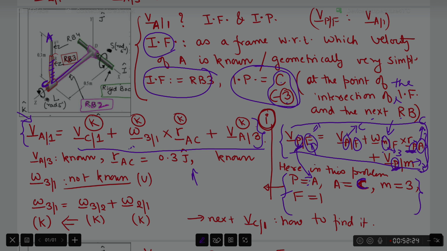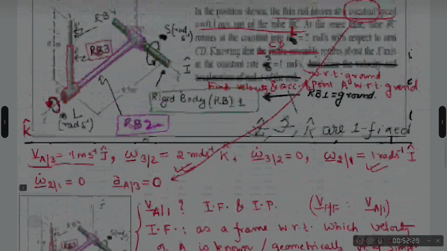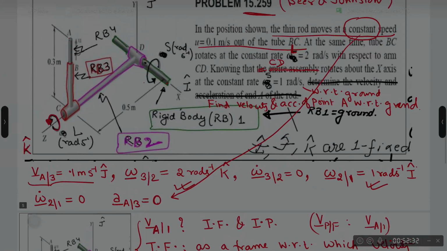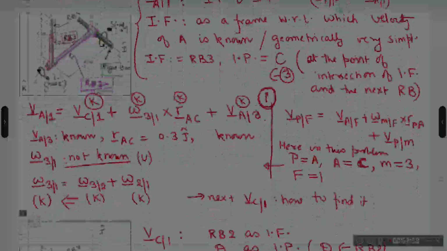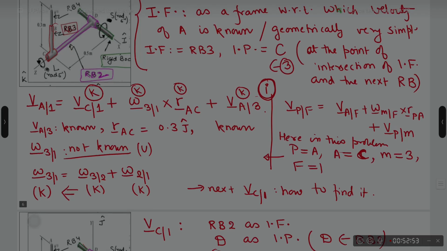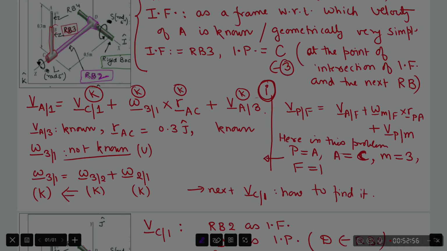The first term is VA3. I am claiming that to be known because on the last slide, when I was translating the problem statement into these expressions here, I did get VA3 as 0.1 meter per second along the J direction. So that's why I call this quantity VA3 appearing here to be a known quantity. K means known quantity. So VA3 is known. Then I move to the next term, RAC. You look at the figure.